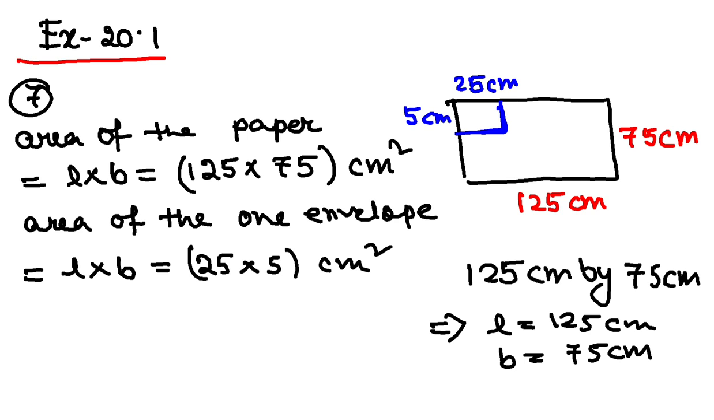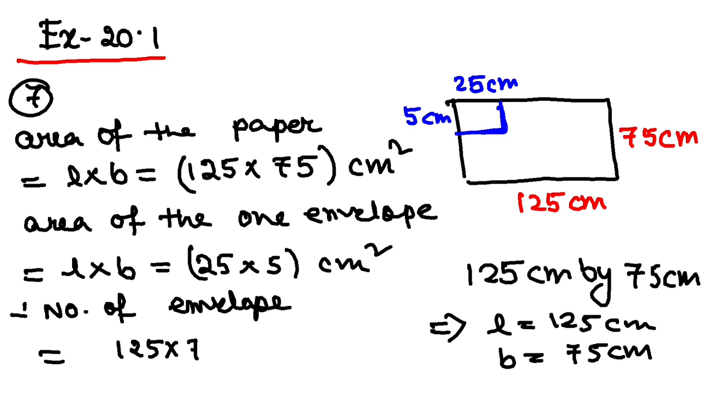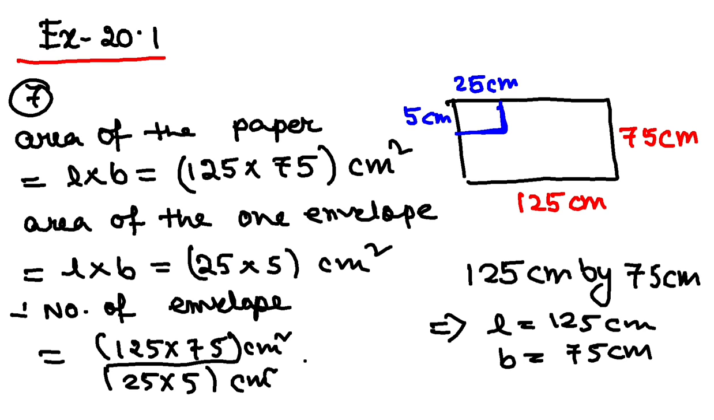So now how many envelopes will be there? How will you find? Obviously area of the paper, that is 125 into 75, by area of one envelope, that is 25 into 5. This was in centimeter square, this is also in centimeter square. Units are cancelled. Also 25 into 5 is 125, so 125 cancels, and I am left with 75. So my final answer is 75.